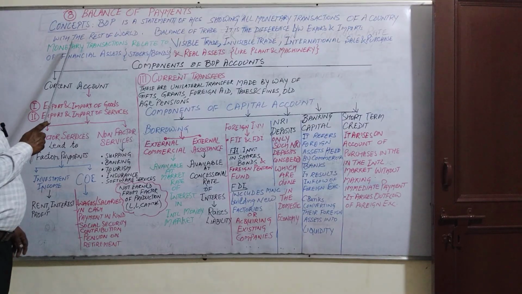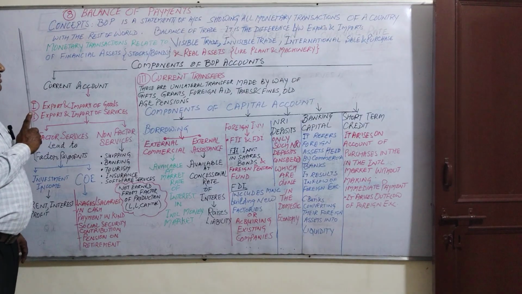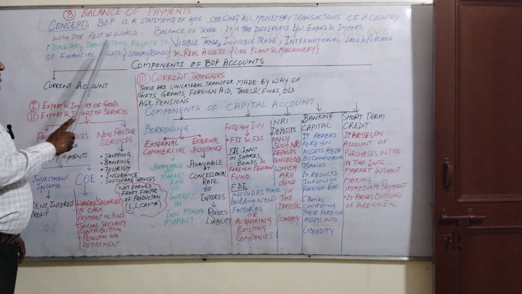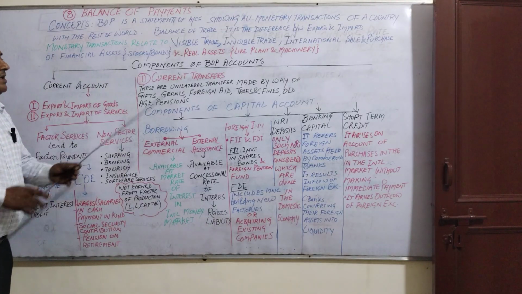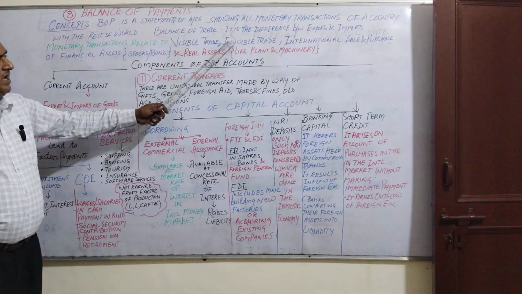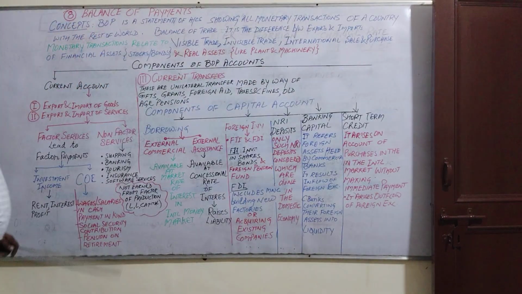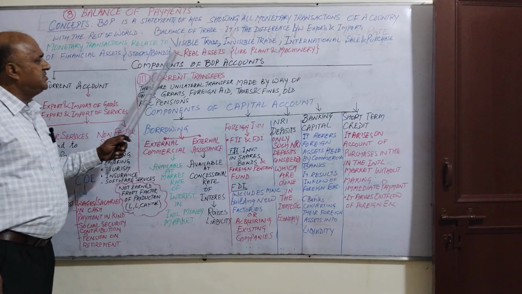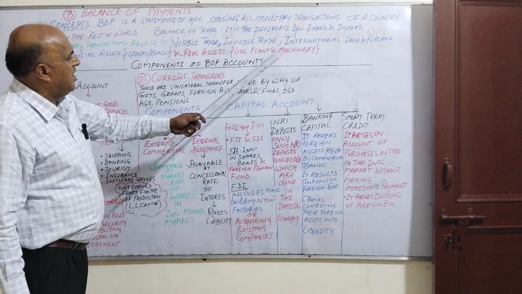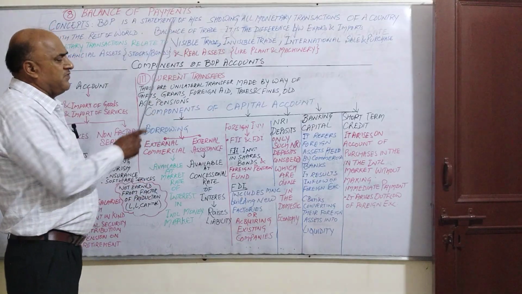So, what is a monetary transaction? We should know the meaning of monetary transaction. Number one, visible trade; number two, invisible trade; and number three, international sale and purchase of financial assets, stocks, shares, bonds, and real assets like plant and machinery. So, first of all, visible trade.